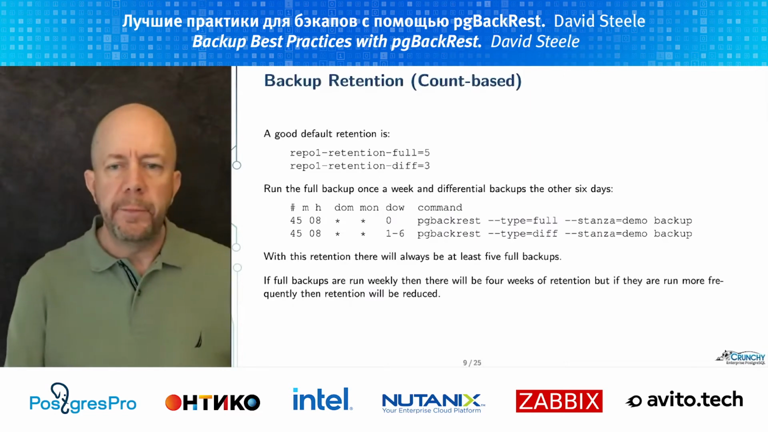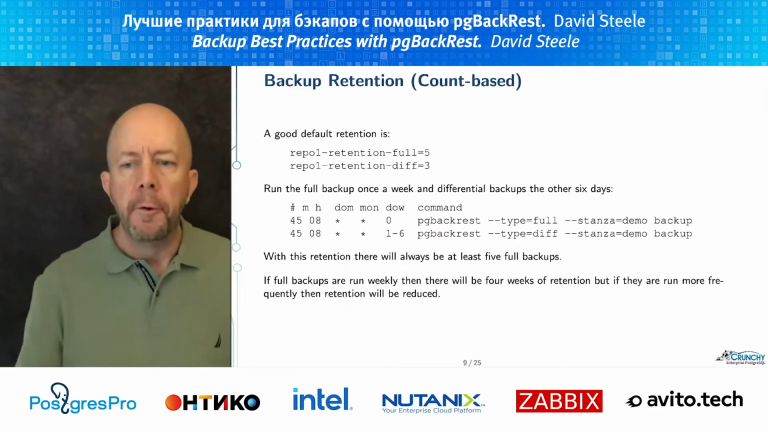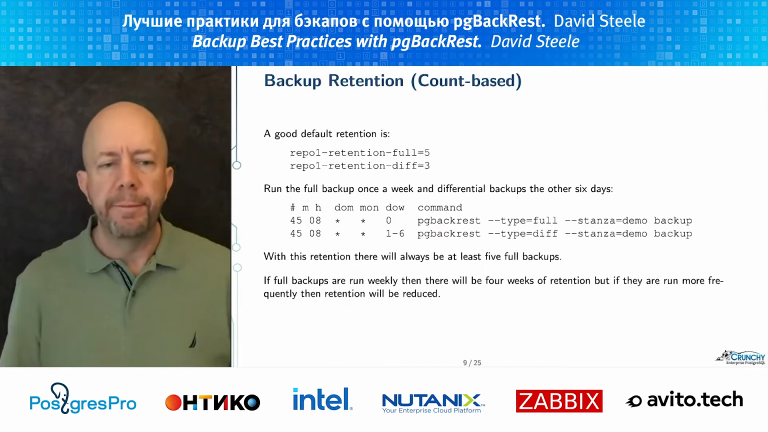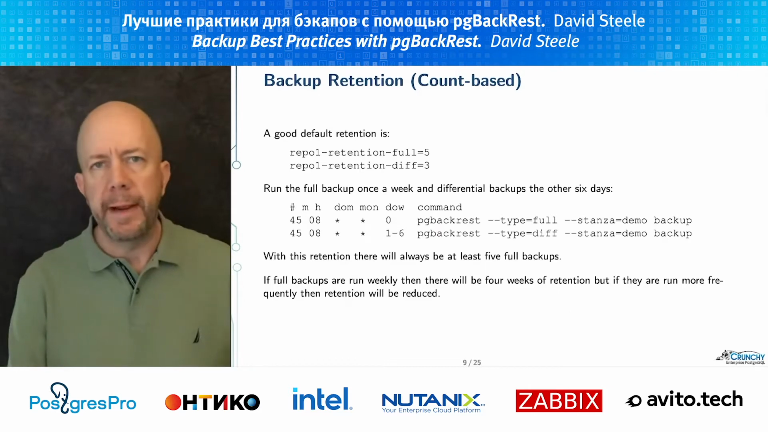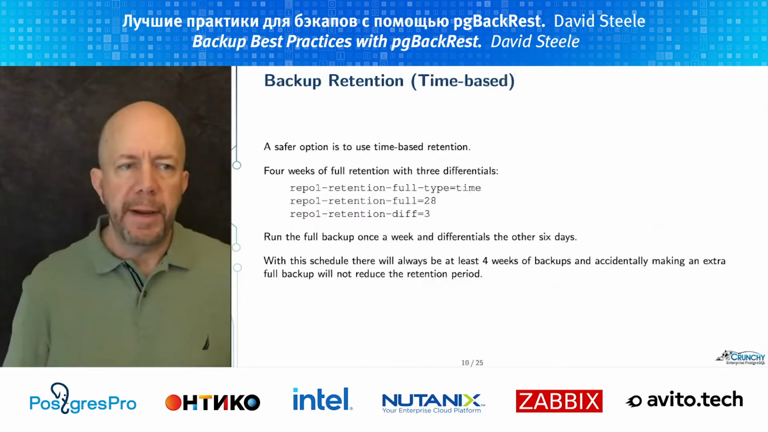So with this retention, there'll always be at least 5 full backups, which means 4 weeks because we scheduled the full backups on Sundays. If they're run weekly, there'll be 4 weeks of retention, but if they're run more frequently, then the retention will be reduced, because in this case, we're keeping 5 backups. But a safer option is to use time-based retention.